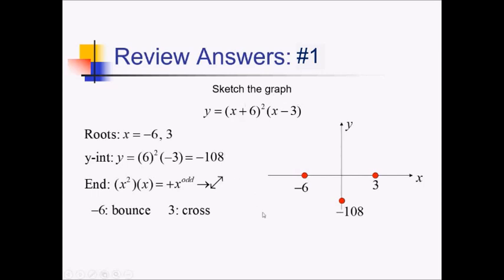So putting it all together, we're going to start below the x-axis, and we are going to bounce at -6, go through our y-intercept here, and now we're going to cross at 3, and you'll notice that we end up above the x-axis, which is where our end behavior said we should end up. Notice that if you start in the correct place and make the correct choice at each of your x-intercepts, you should end up in the right place. And then this end behavior over here is really just kind of double checking that you are in the right ballpark.